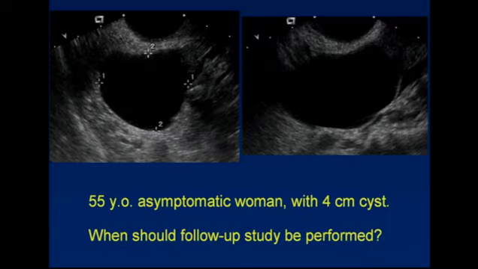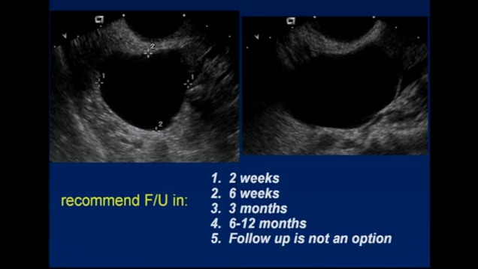So, with that in mind, if you're presented with this set of images and this clinical scenario, a 55-year-old woman who's asymptomatic and has a 4 centimeter cyst, when would you perform the follow-up study? There can be a number of potential choices that you would make, but in my estimation, the proper choice is 6 to 12 months, not 3 months or 6 weeks, as many people reflexively would do for a premenopausal patient.